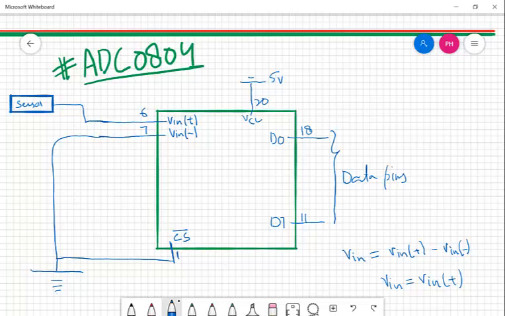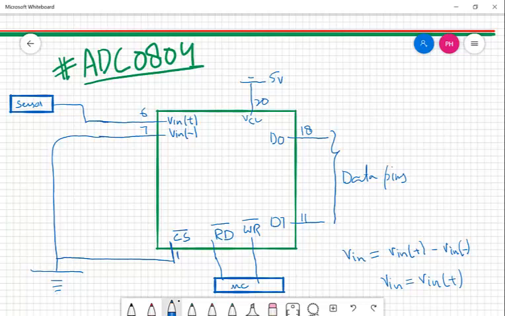We have then read and write. Pin number 2 is read. It's also active low. And write is also active low. These 2 pins are connected to the microcontroller like the data pins. And what's the function of these pins?